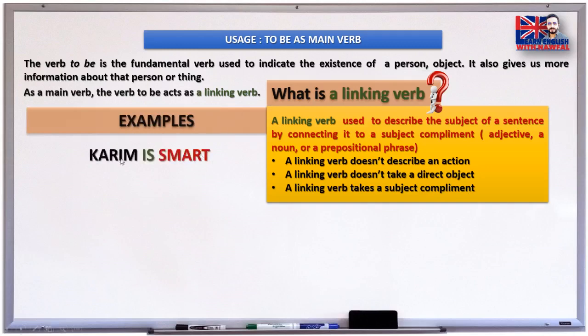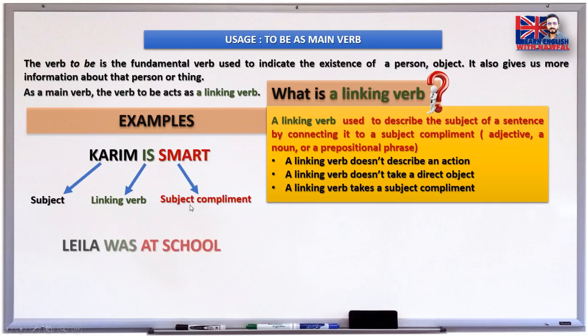Have a look at this example. Karim is smart. So Karim is the subject of this sentence. Is the linking verb, and smart is the subject complement. And of course, the subject complement here comes as an adjective that describes Karim.